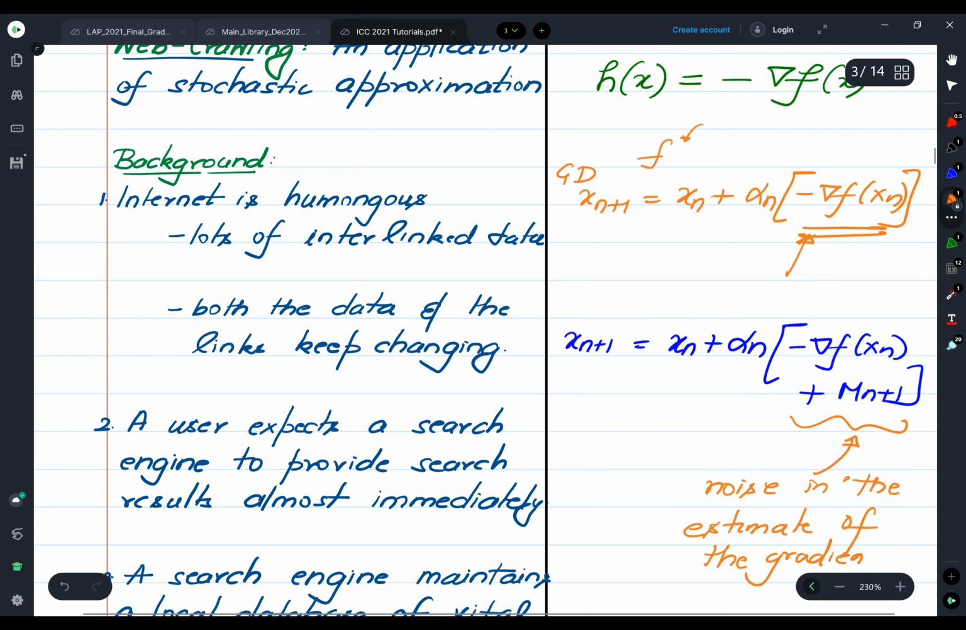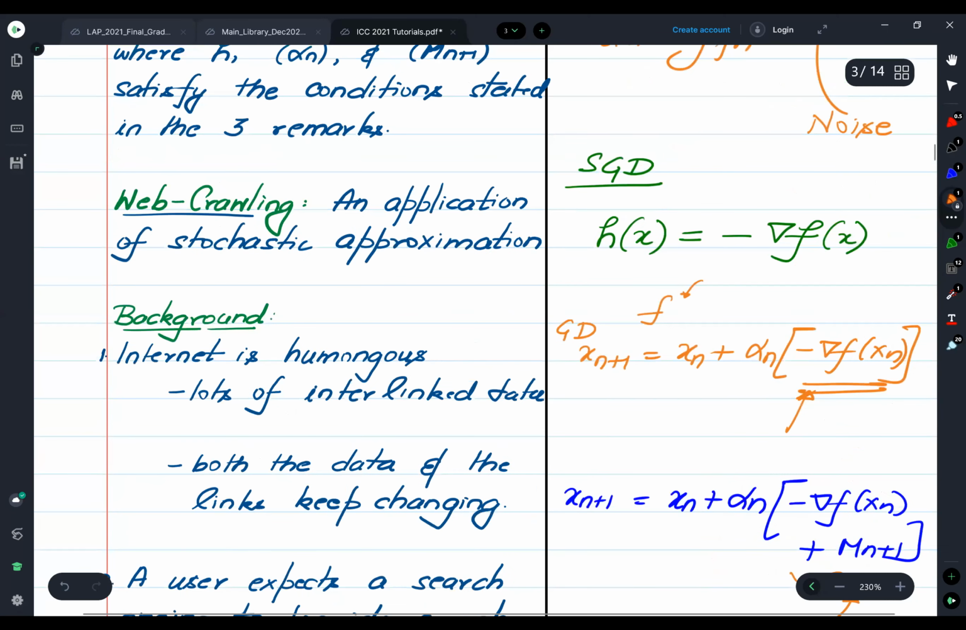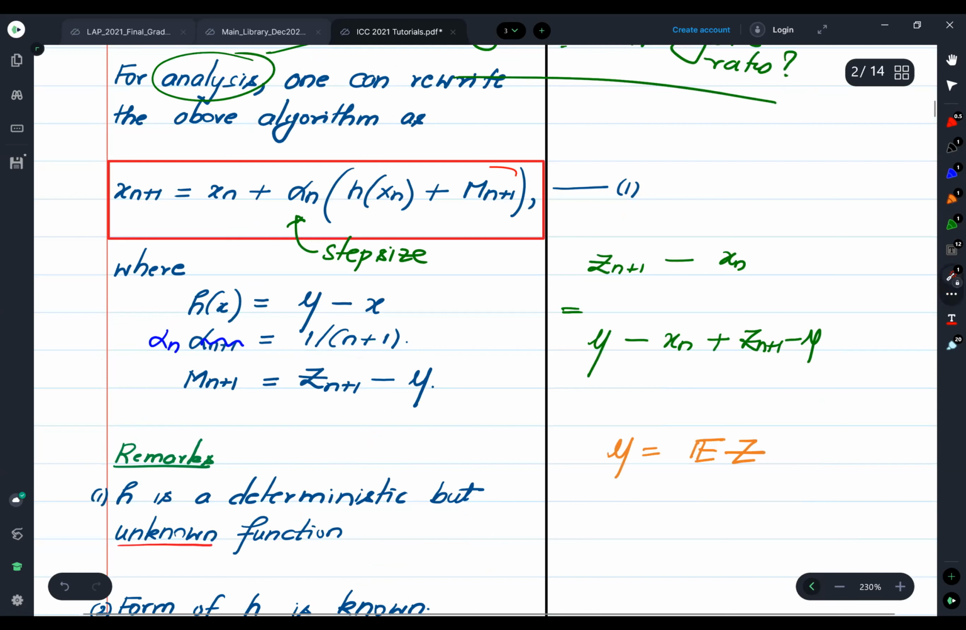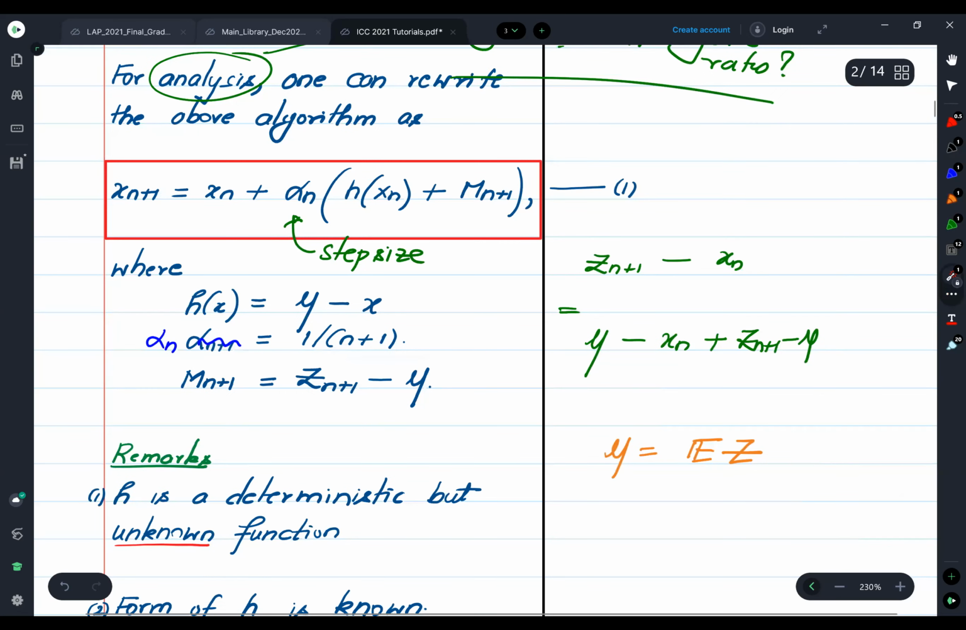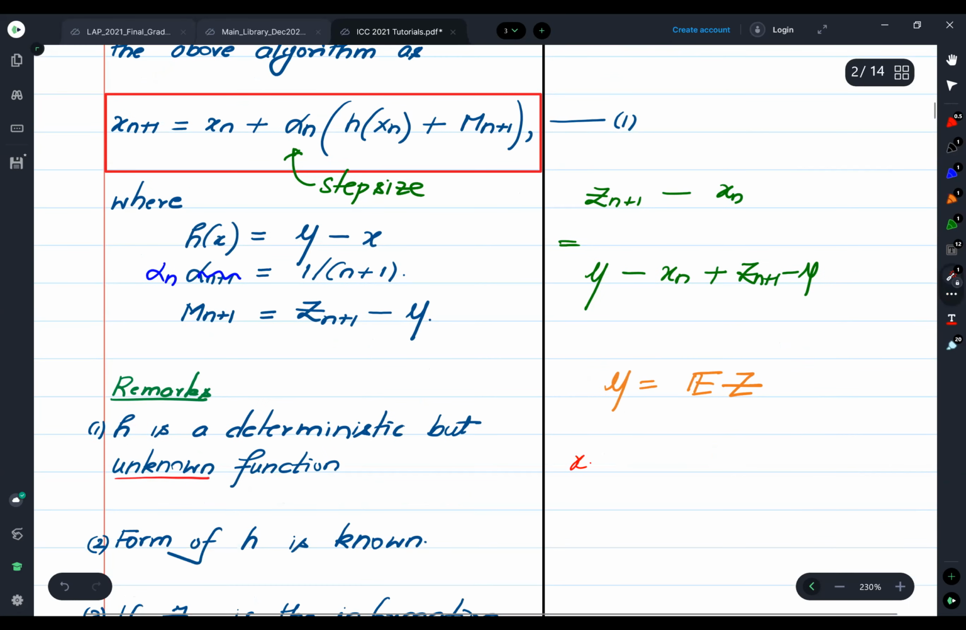Okay, so now let me try and answer the question. Why is this m_{n+1} considered as noise? Let's try to answer this question step by step. Let's first look at the case where there was no m_{n+1} in this algorithm. So the algorithm would have been x_{n+1} = x_n + alpha_n times h(x_n), where h(x_n) is just mu minus x_n. So this would have been your algorithm.